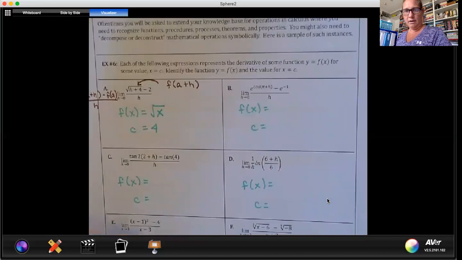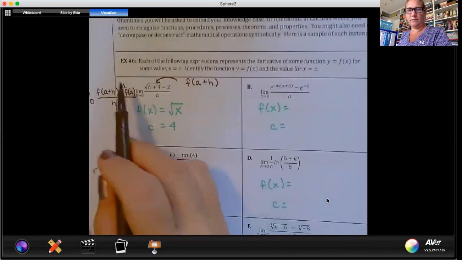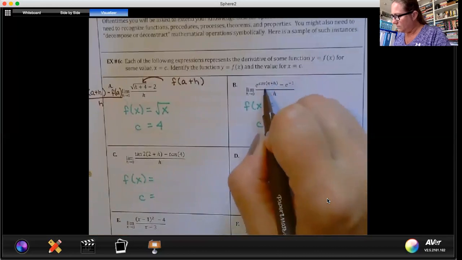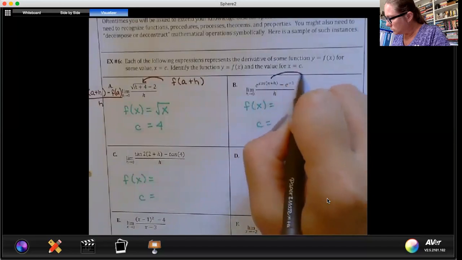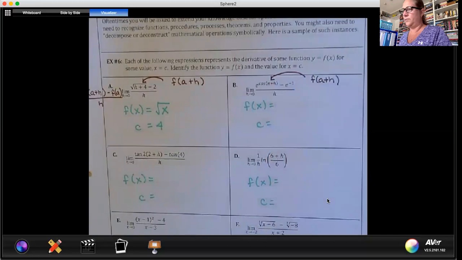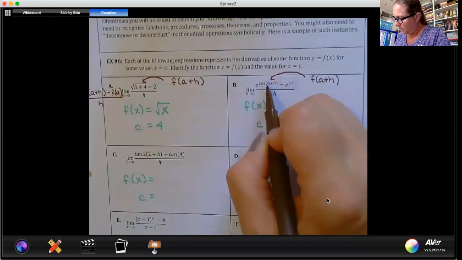We're going to do the same thing here for part B. The limit as h approaches 0, e to the cosine of pi plus h minus e to the first power over h. Again, we're going to use the formula that we wrote out here to the side of part A. Your a value, remember, this is going to be f of a plus h. So your pi value will be your a.